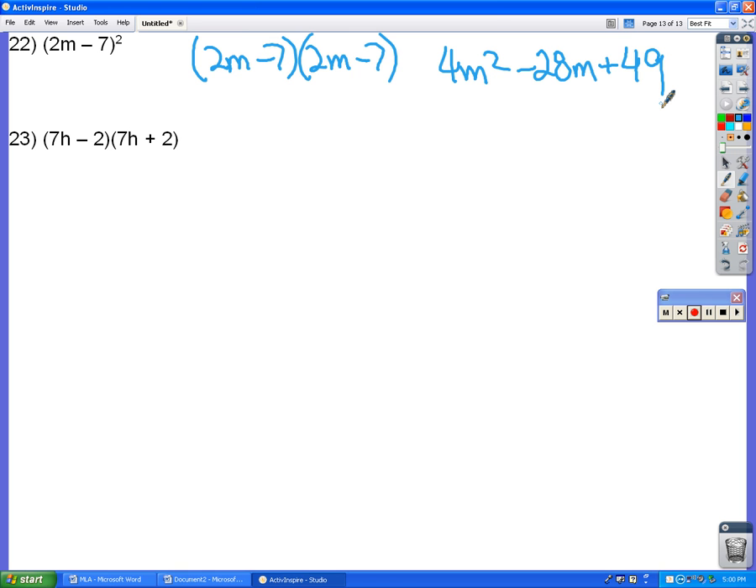And again, all of these you can do the long way. You can FOIL them out and then combine the like terms when you're done. What I'm just trying to get you in the habit of is doing it a little bit faster just to save yourself some time.